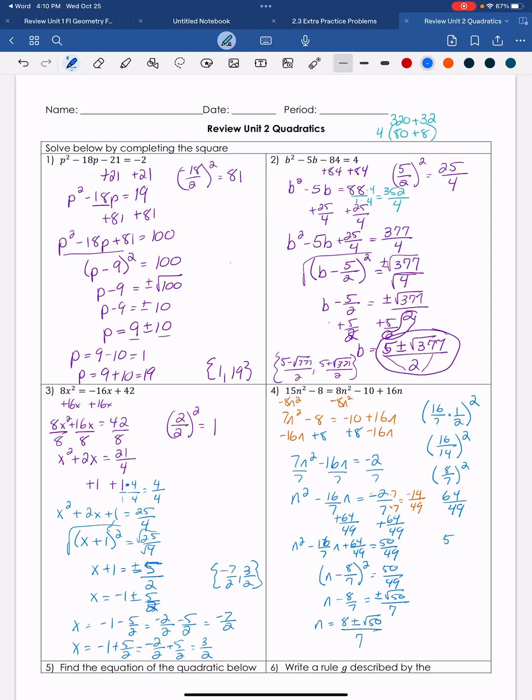Now 50, and it doesn't matter how you do it. I know that's going to be 2 times 25, which is 5 times 5. So I know that this is actually going to be 8 plus or minus 5 radical 2 over 7. And this is your final answer. So that's completing the square. Hopefully that was helpful.